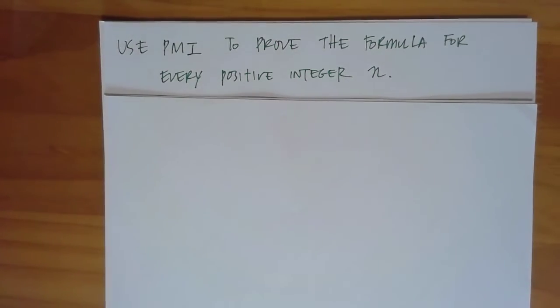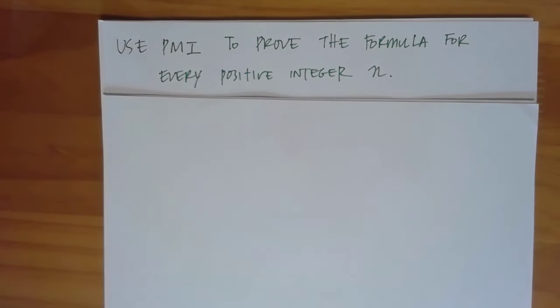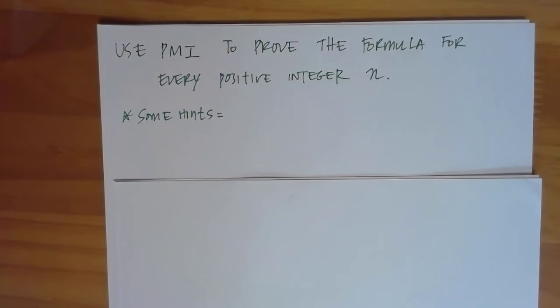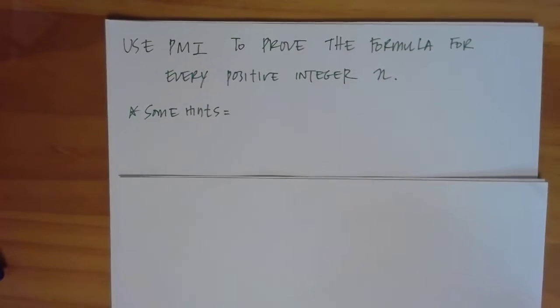I feel like you've grown up so much because now we're going to start proving using PMI. And here's your very first example. But before I get started with the very first example, I want to give you some hints, some mathematical properties that you may need to use a lot, okay?